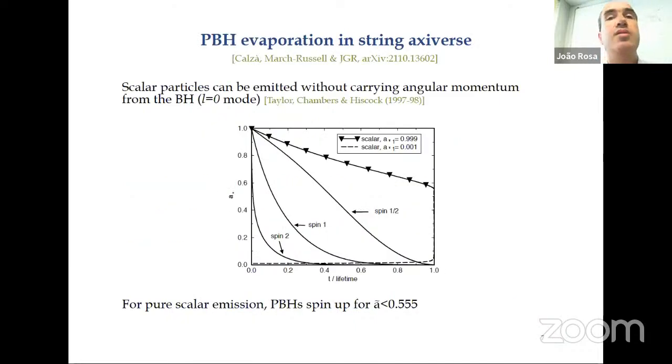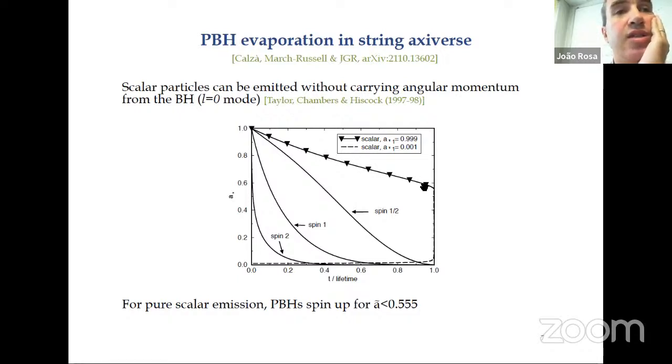And scalar particles are very different from other particles in terms of how they might influence the evaporation of a black hole. This is a result that goes back to 1997-98 by Taylor, Chambers, and Hiscock, who studied what happens when a black hole evaporates through scalar emission. So here's a plot showing how the black hole spin, what I called ã earlier, between 0 and 1, evolves as a black hole evaporates emitting only spin 1/2, spin 1, or spin 2 particles.